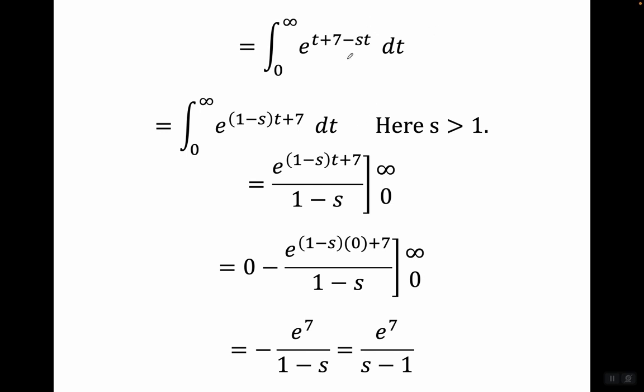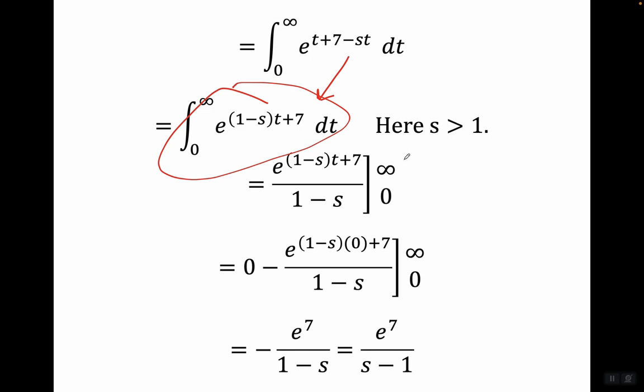Okay, so this is the integral from the previous page. We can factor out a t. We have the integral from 0 to infinity of e^((1-s)t+7). We're just factoring out the t. And here s is greater than 1, because if s were less than or equal to 1, this integral would diverge. It would just add up to infinity.